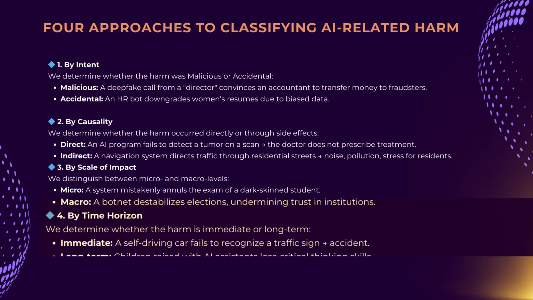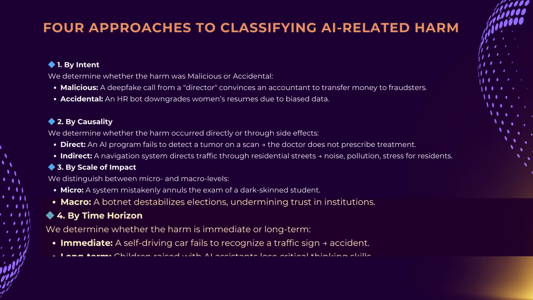By time horizon, immediate or long-term, we determine whether the harm appears immediately after the system's decision, immediate, or accumulates and becomes noticeable only after some time, long-term. A self-driving car does not recognize a stop road sign and causes a traffic accident. The harm, damage to property, injuries, occurs immediately after the system's error.